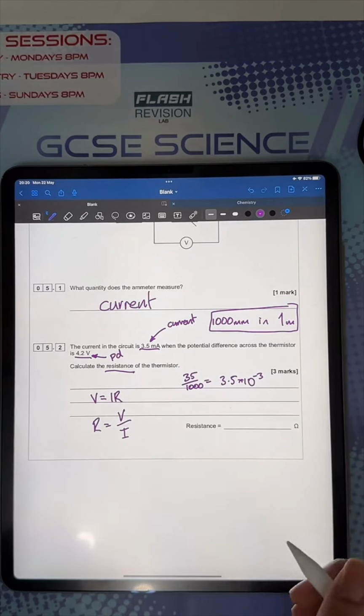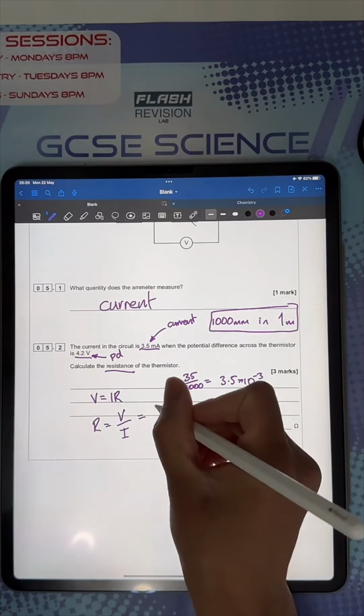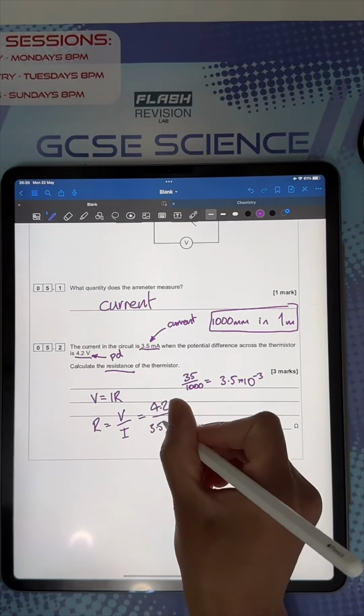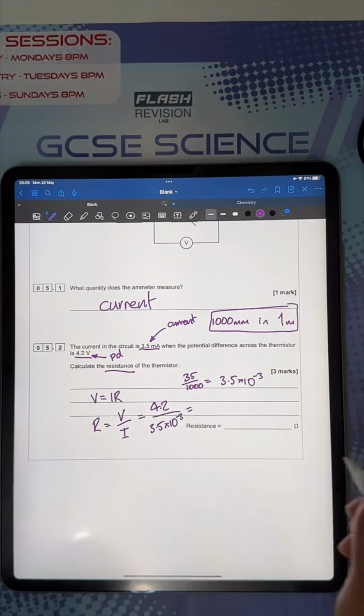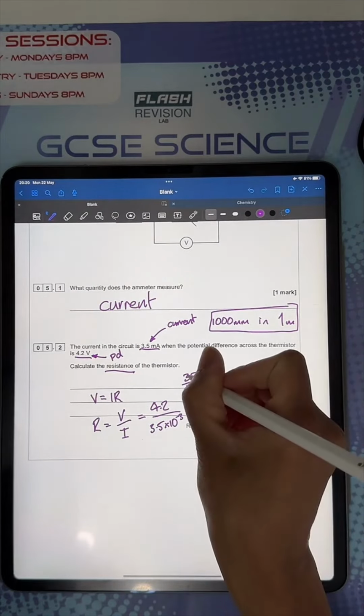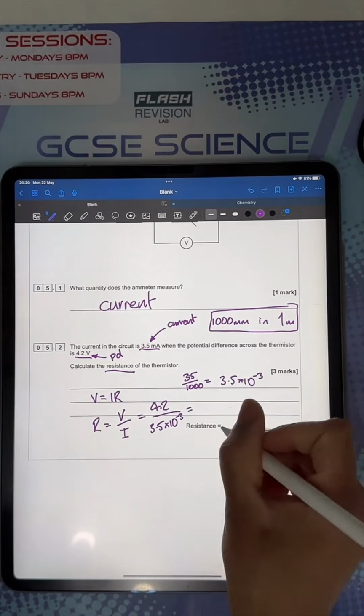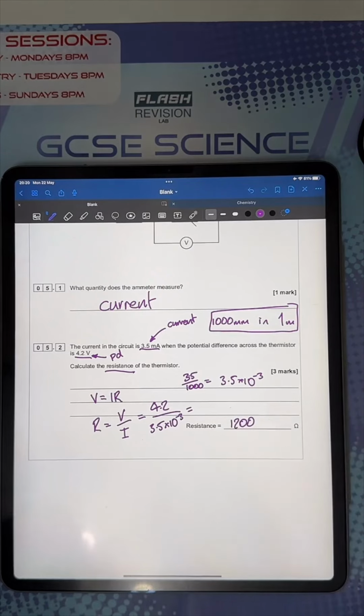Now we've got all our values, we can put it into the equation. So 4.2 divided by 3.5 times 10 to the minus 3. Thank you. So that should be 3.5 divided by 1,000, not 35 divided by 1,000. That wouldn't make sense. You get that value and divide it by 1,000. So what does that give, guys? Anyone calculated it? Thank you, Jazz. 1,200 ohms. Everyone okay with that? Any questions?